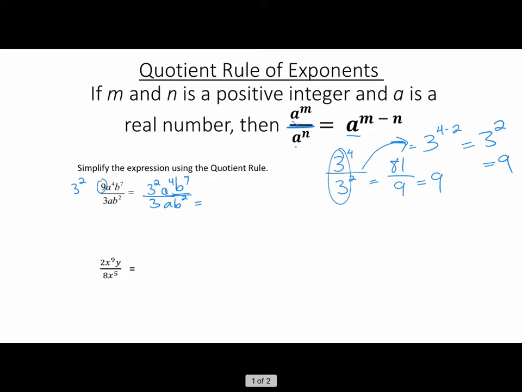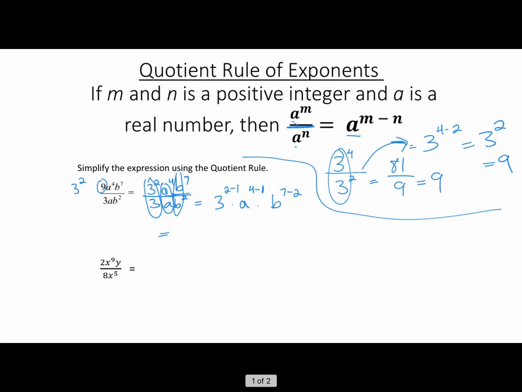So let me start with base 3. I have the same base, and now I'm going to subtract the exponents. Remember, 3 does not have an exponent, so it's automatically an exponent of 1. So that'll be 3 to the 2 minus 1. Base a, I'm going to use the quotient rule here. So the numerator exponent of 4 minus the denominator exponent of 1, because there isn't one. And now base b, I'm going to take the numerator exponent minus the denominator exponent.